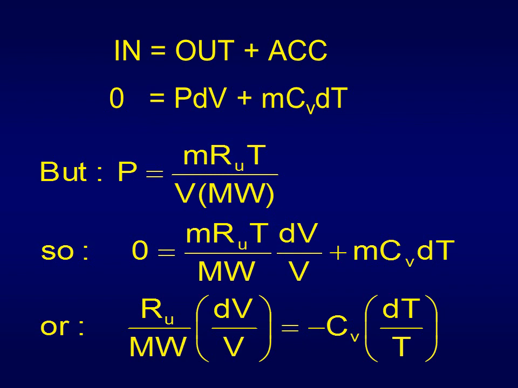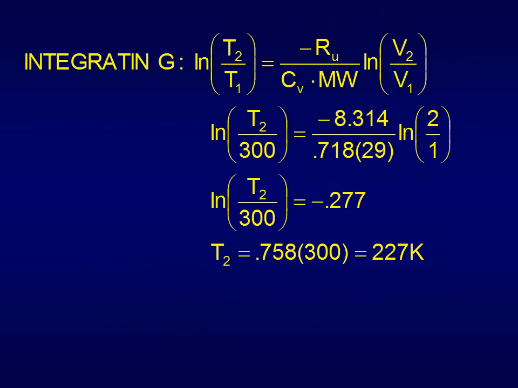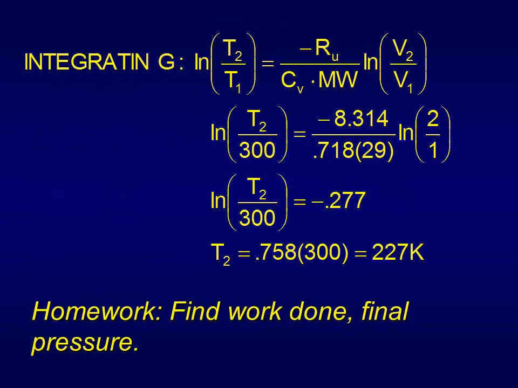Now you look at each side of that equation, and you say, hey, that's something I can integrate. dV over V, that's ln of V. dT over T, that's ln of T. We perform the integration, rearrange, do a little algebra, and we find that the temperature in this case, where more work is exported to the surroundings, has to drop further because it's doing more work and its energy drops further, all the way down to 227 K. So for homework, what I'd like you to do is find the work done actually by the gas and find the final pressure of that gas. That's one homework assignment for you.